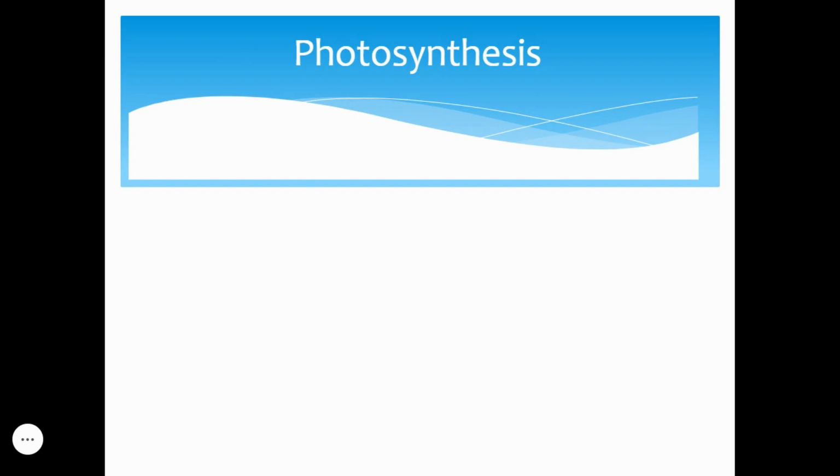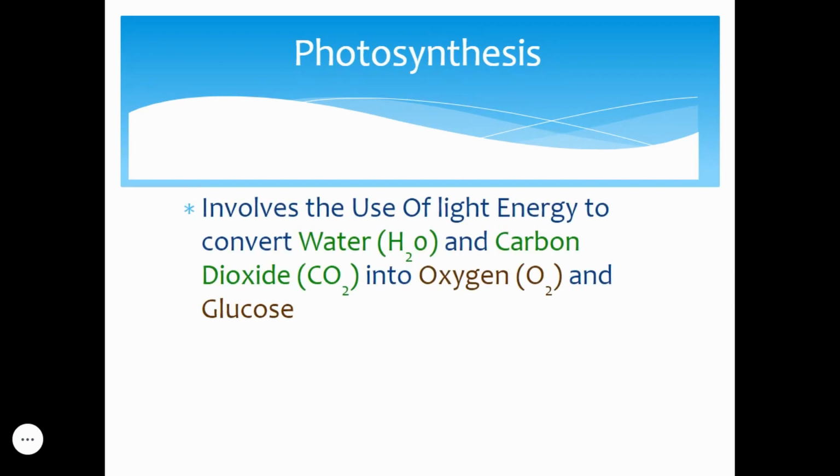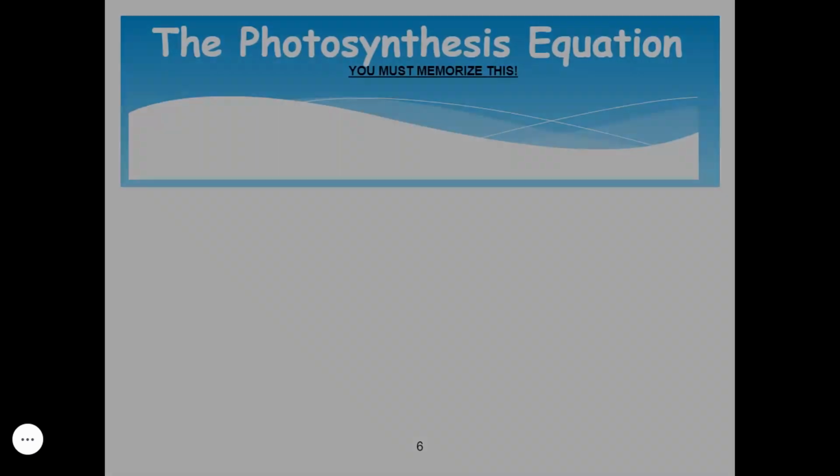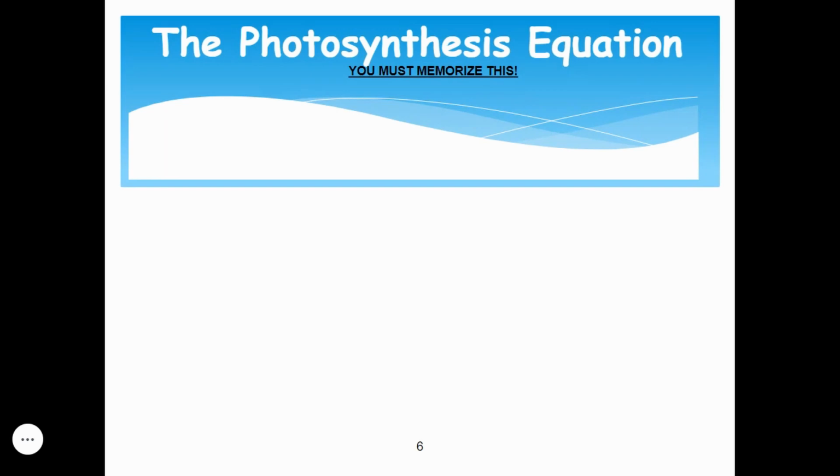Now, let's talk about photosynthesis. Let's just do a quick overview. So, photosynthesis involves the use of light energy to turn water and carbon dioxide into oxygen and glucose. Here's the first bit of information that I'm going to tell you you must memorize. There's no way around it. You have to memorize this equation.